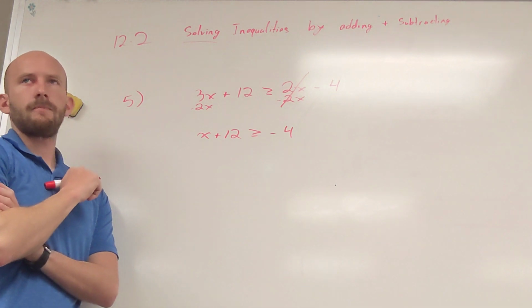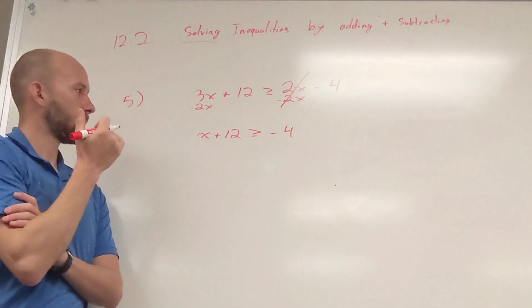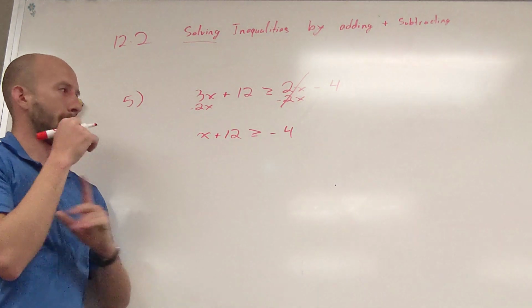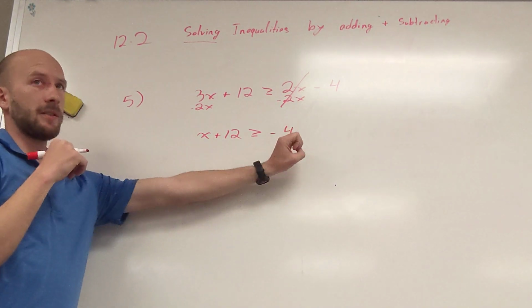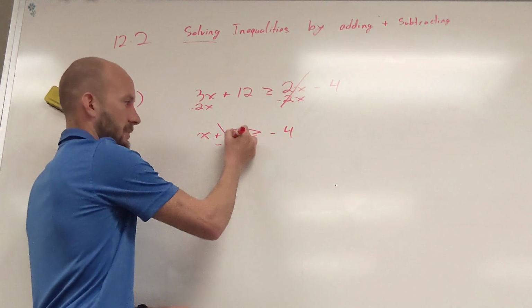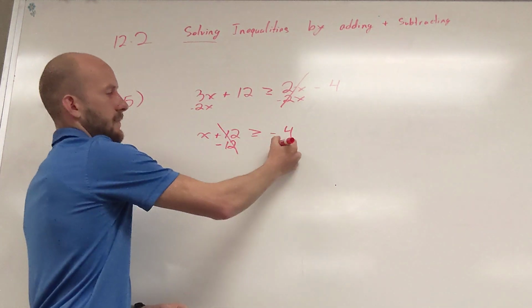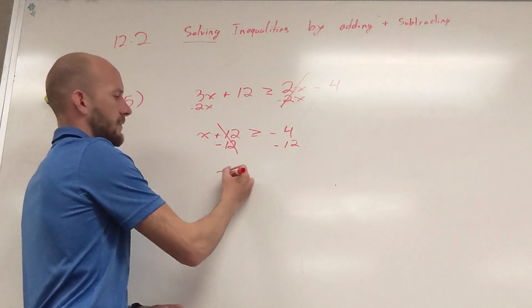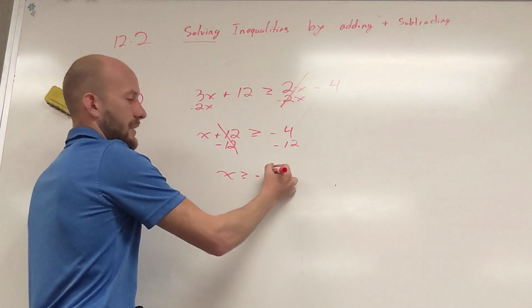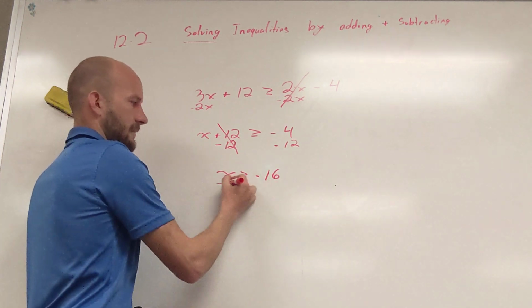Then what do I need to do? Add 4? No. Subtract your 12. If I add 4 here, I would get a 0 on the left, but I need to get the x by itself, so subtract 12. Subtract 12. -4 minus 12 is negative 16.